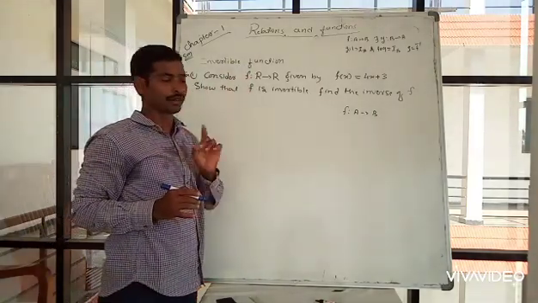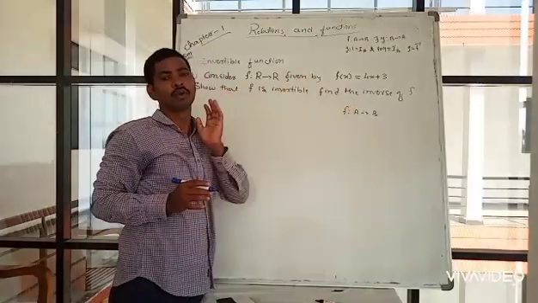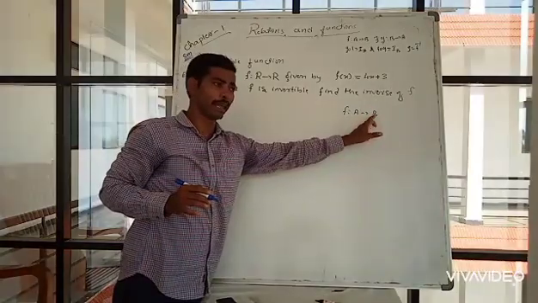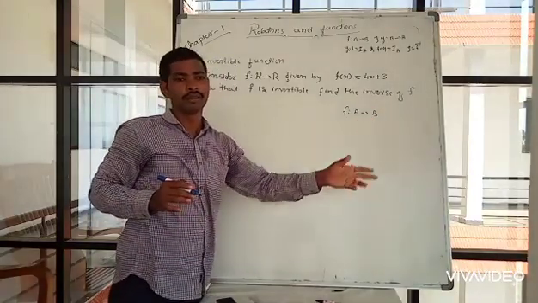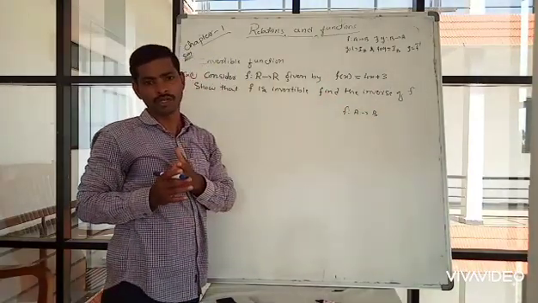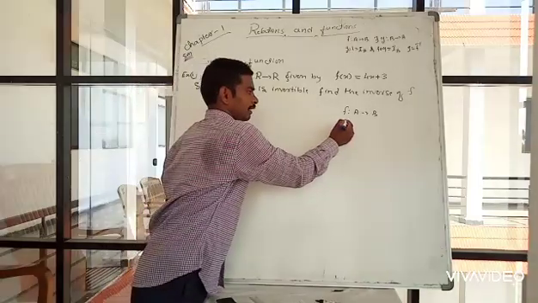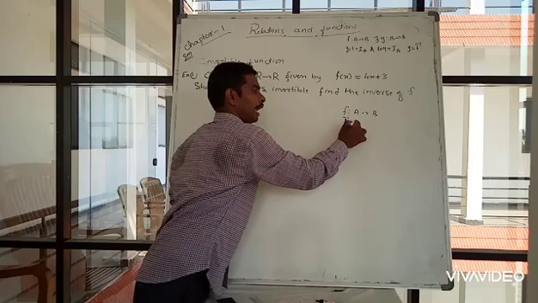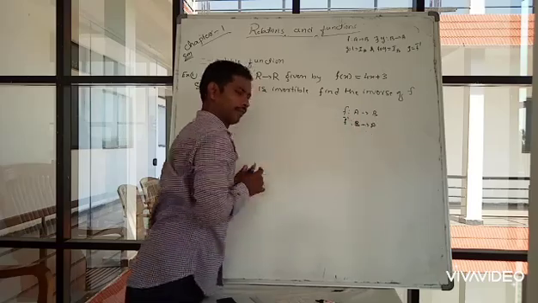The condition is that this function must be both 1-1 and onto. Any function f from A to B that is both 1-1 and onto is always invertible. That is, the inverse function is usually taken as f inverse, a function from B to A. It is B to A.